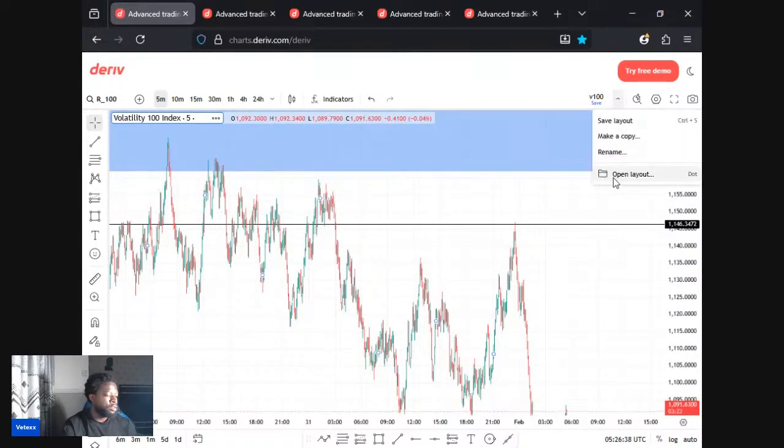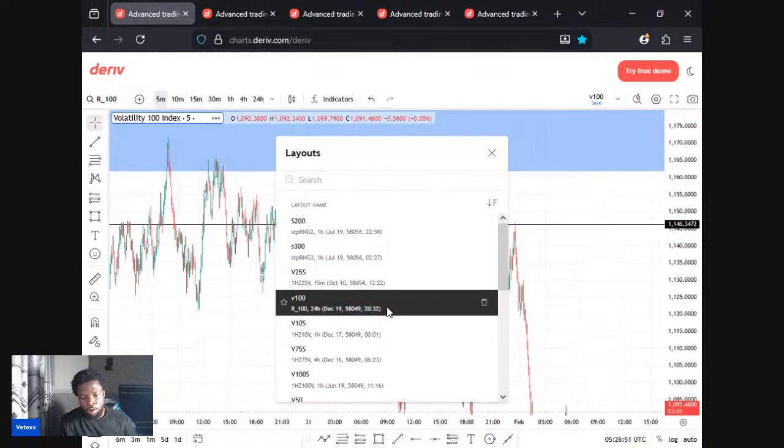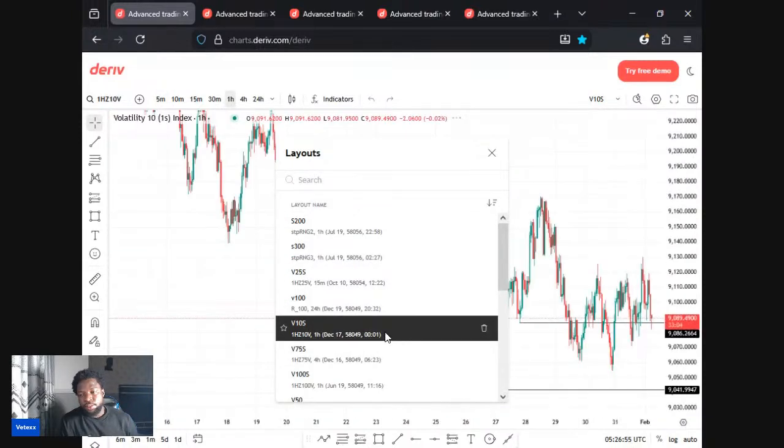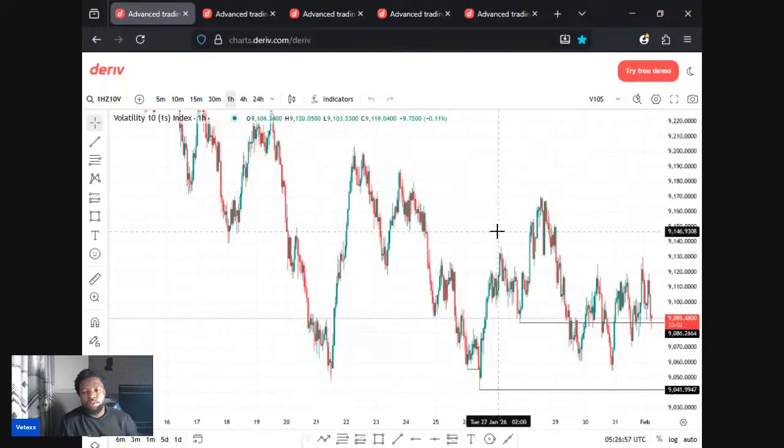So we're currently anticipating a sell structure on the 1 hour time frame or the 4 hour time frame on V100. The next is V10S. Let's check out V10S.